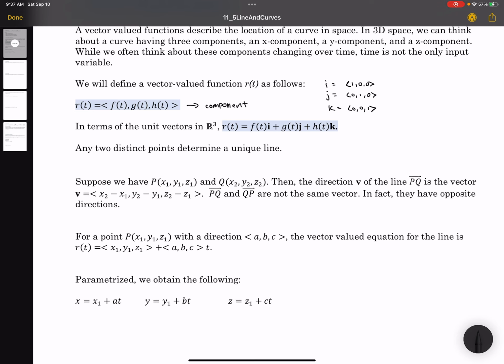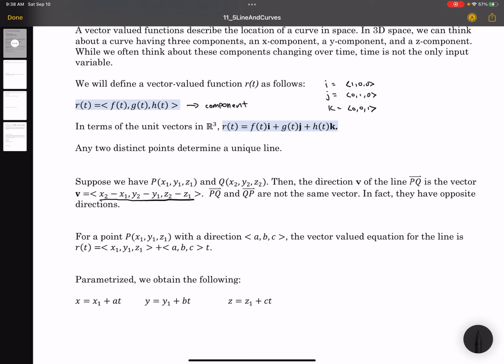All right, so the first thing that we're going to cover is how to write the equation of a line given 2 points or given a point and the direction vector. So we already know that to get the direction, we take the ending point and from it, we subtract the coordinates of the first point. So that's how we arrive at this formula: x2 minus x1, y2 minus y1, z2 minus z1. Note PQ and QP are not the same vector. They move in opposite directions.